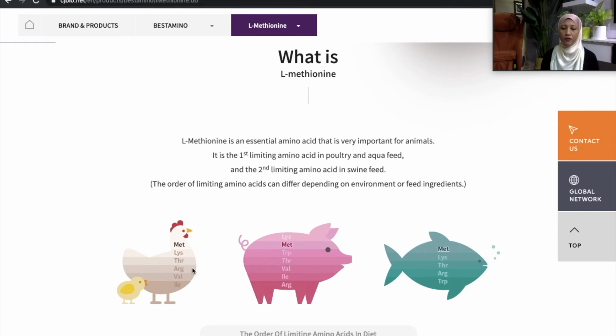For instance, if you give maize as the diet for chicken, the first limiting amino acid is lysine. If you give soybean meal to chicken, the first limiting amino acid is methionine. If you give fish meal to chicken, the limiting amino acid is arginine. So you need to know what types of diets you give to your animals and what they are lacking. You need to formulate this diet by supplementing these types of amino acids.